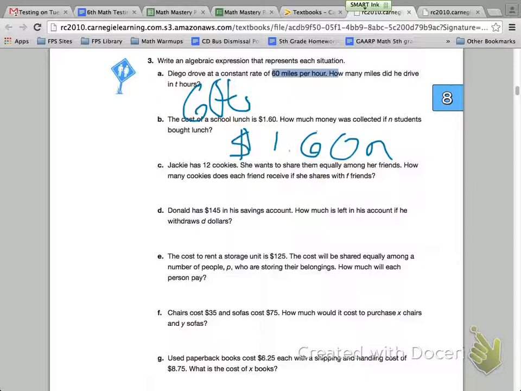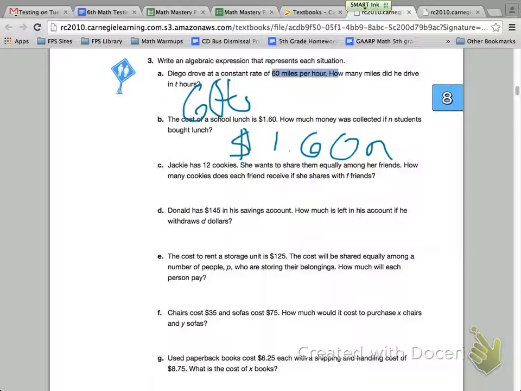Take a moment and do problems C, D, and E on your own, and then when you're ready for problem F, you can unpause the video and watch me go through problem F. So right now, pause the video and then solve C, D, and E.